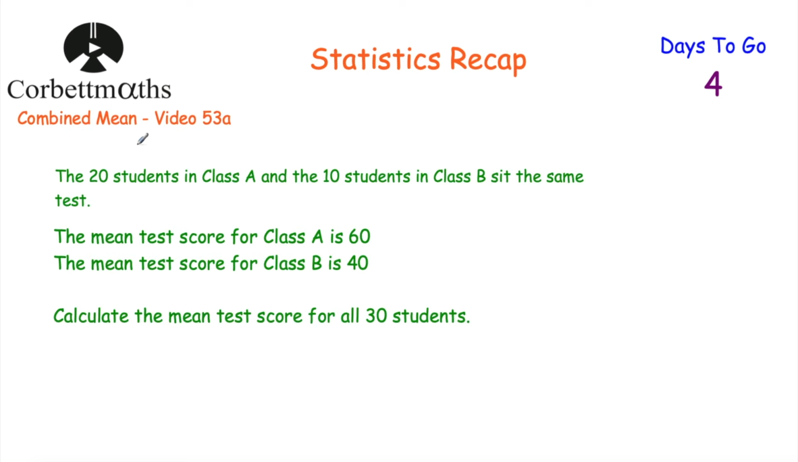Okay, next, the combined mean. So here we've got 20 students in class A, 10 students in class B. The mean for class A is 60 and the mean for class B is equal to 40, and we're asked to work out the mean test score for all 30 students.